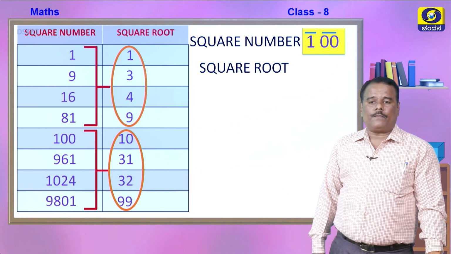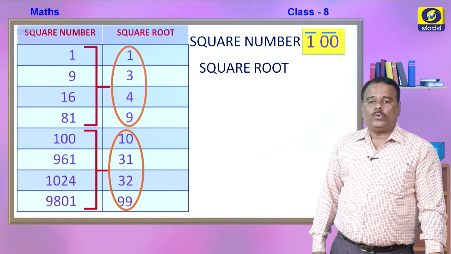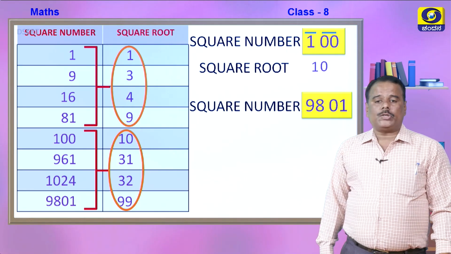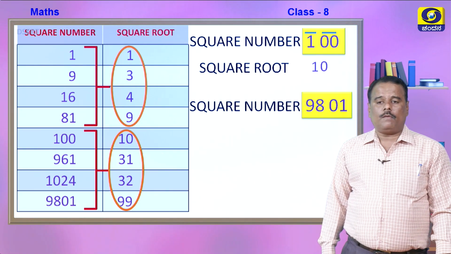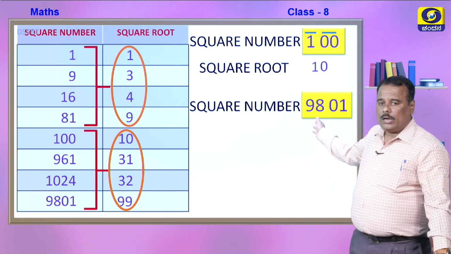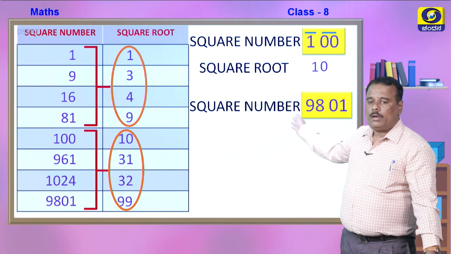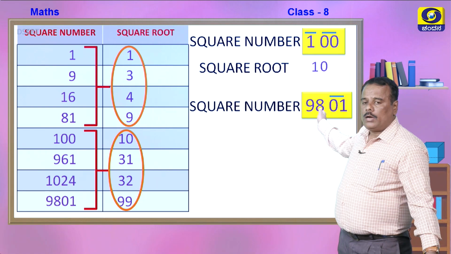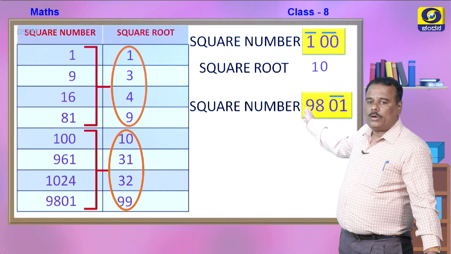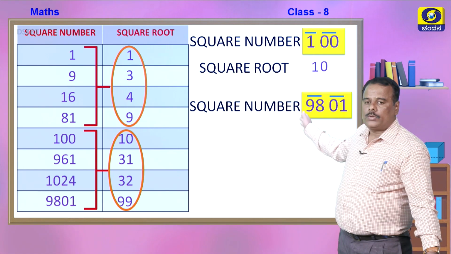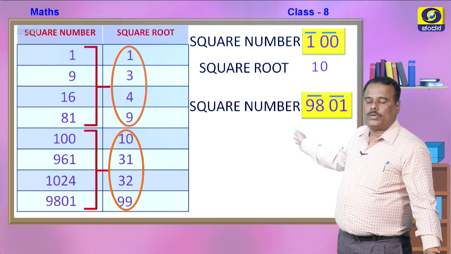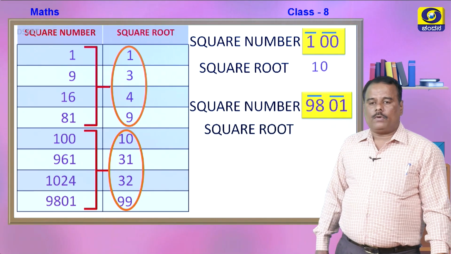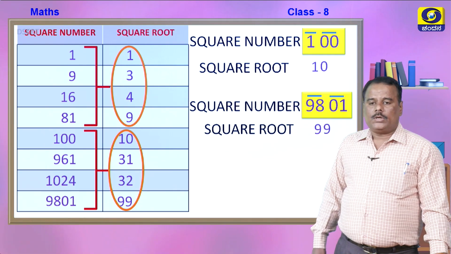Therefore, the square root of 100 must have 2 digits, and we know that the square root of 100 is 10. Similarly, consider the square number 9801. It has 4 digits, and as we did in the case of 100, we begin with the units digit and go to the tens digit to make one group, and the hundreds and thousands digits together make the next group. So it has two groups, therefore its square root should also be a 2 digit number, and we know that the square root of 9801 is 99, which is a 2 digit number.